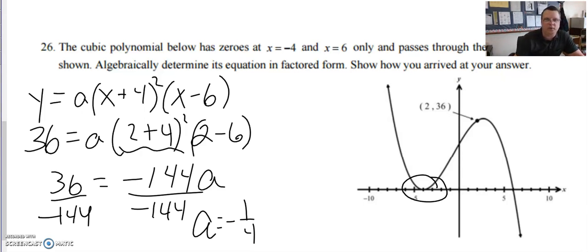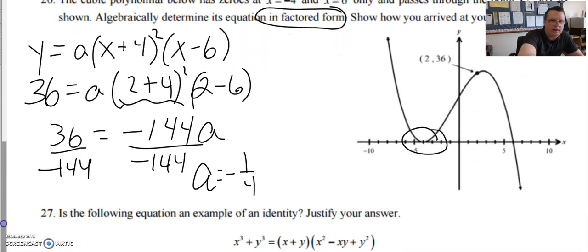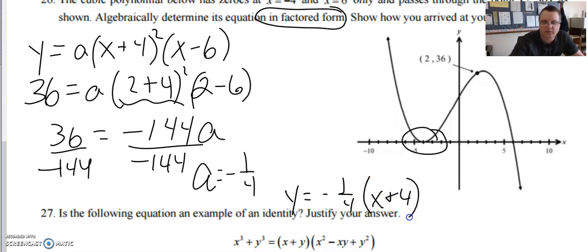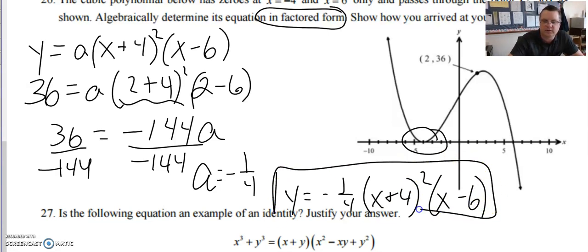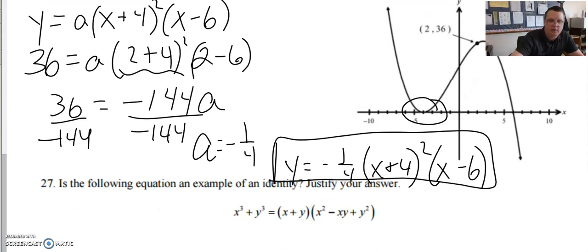Now you have to be careful because they want you to show the equation in factored form. So it would be y equals -1/4 (x + 4) squared (x - 6). And that's how it stays, just like that. You don't want to go any further than that.